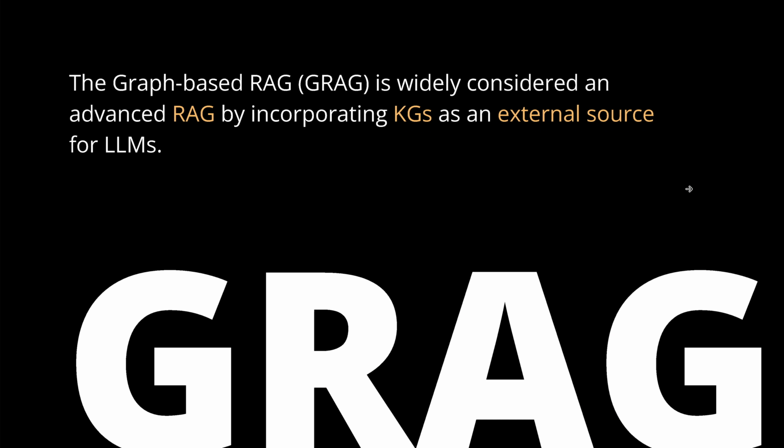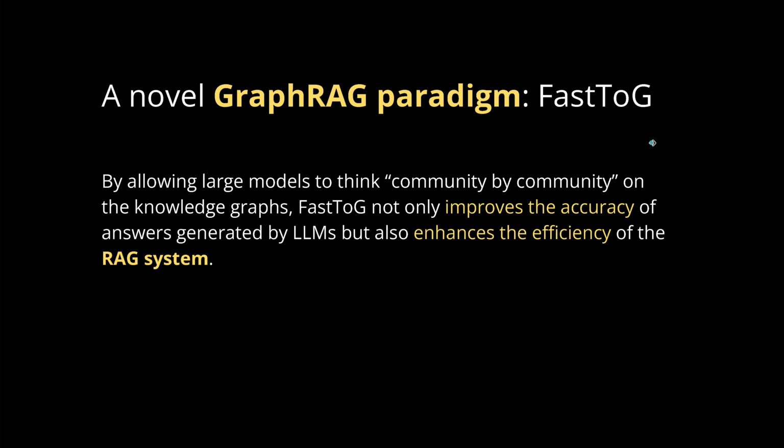Yes, of course, we were talking about GraphRAG systems and optimization and defragmentation of the reasoning space. So let's do this now. Just as a definition, a graph-based RAG system is widely considered an advanced RAG system, since we incorporate a knowledge graph as an external information source for our LLMs to communicate, to reason, whatever. And now we look at a brand new GraphRAG paradigm, called fast thinking on graph. The main idea is so simple, you're not going to believe this. We move from node to node. We now think community by community on our knowledge graph.